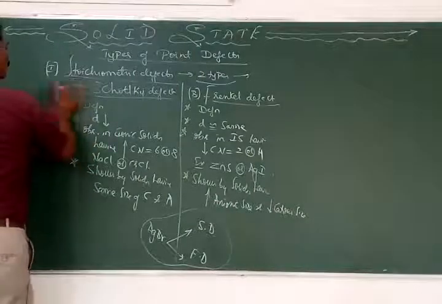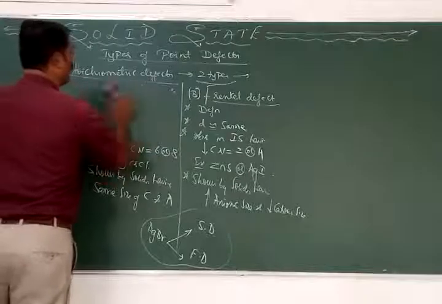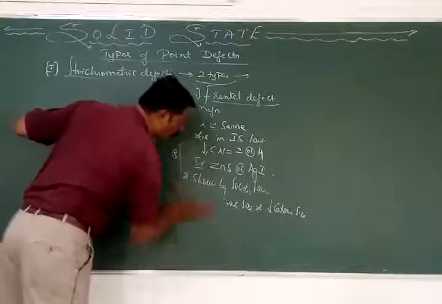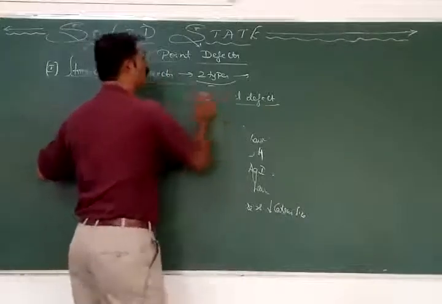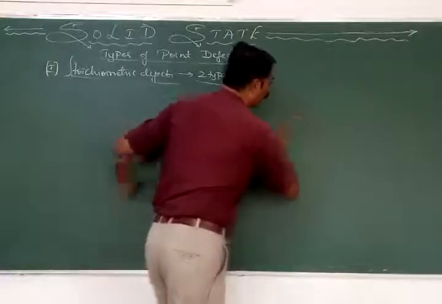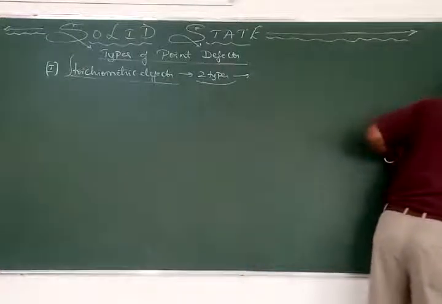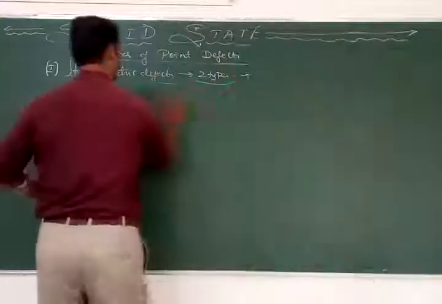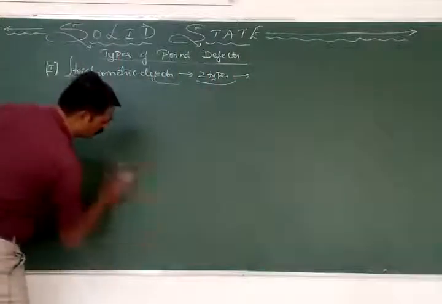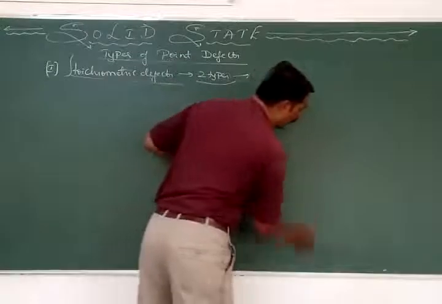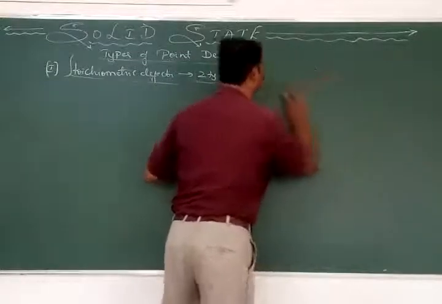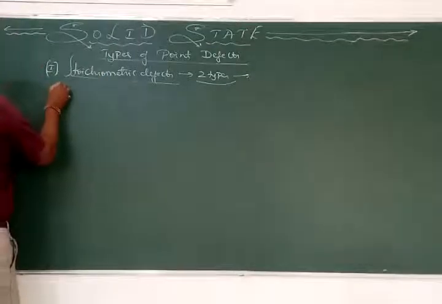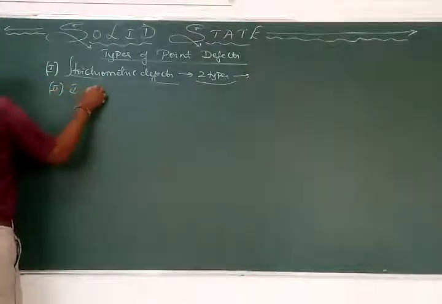So that is the first type of point defect, called the stoichiometric defect. It is called stoichiometric because we have to maintain the same chemical composition till the end. Now we will move on to the second one, non-stoichiometric, and the third one, impurity defect.